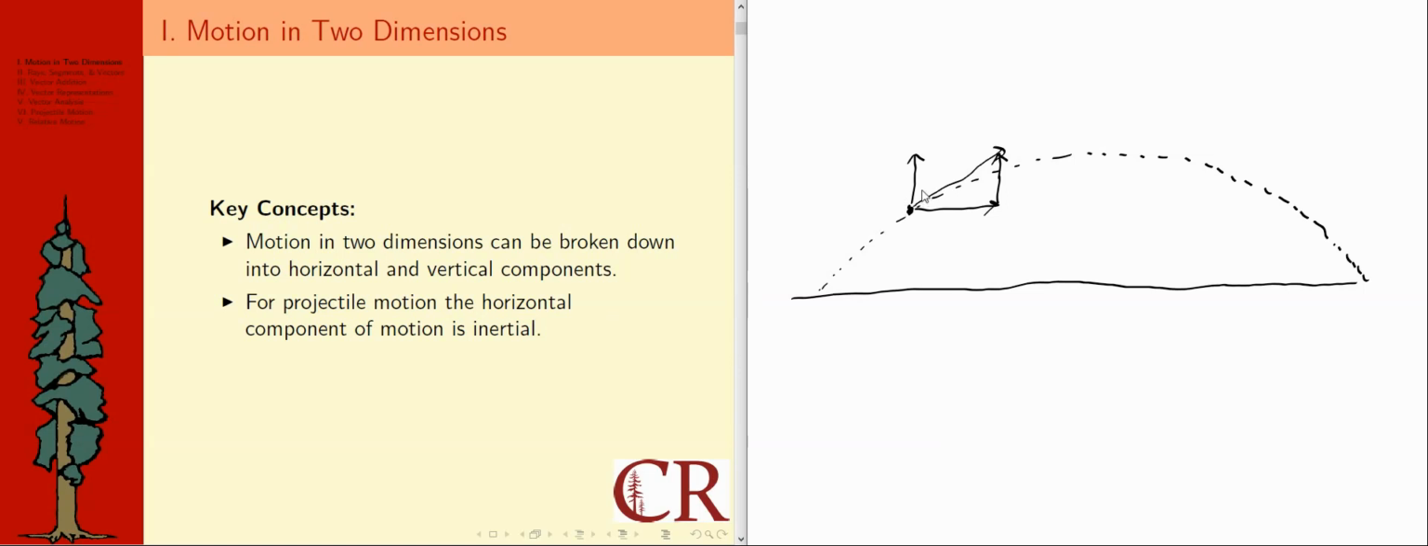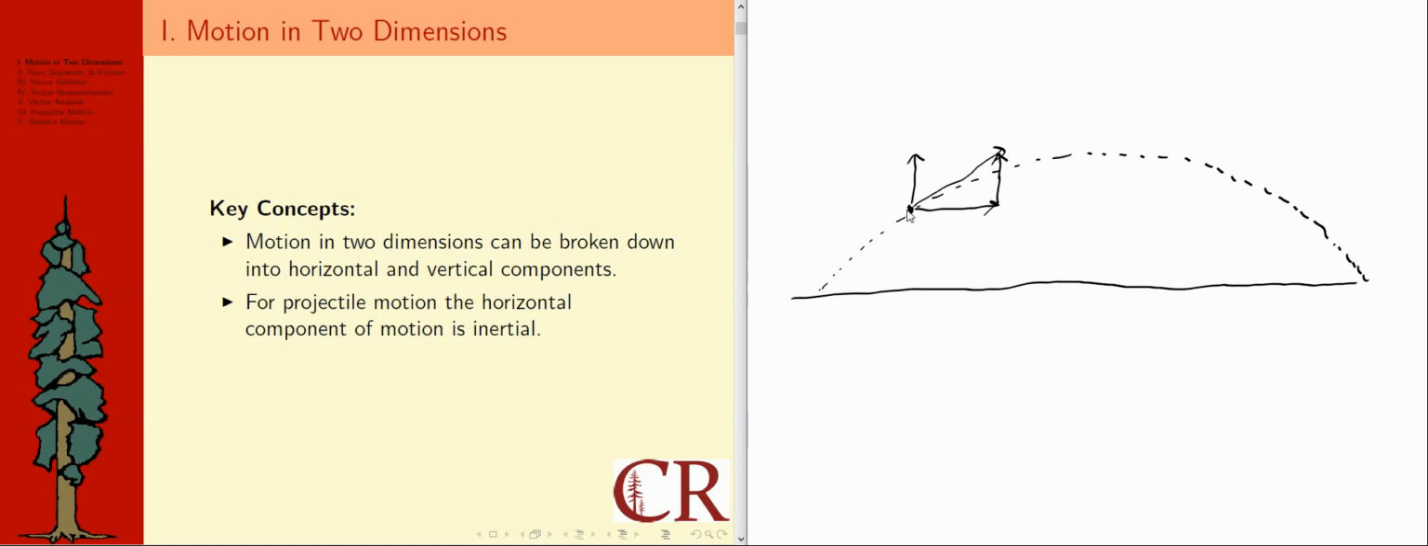In other words, projectile motion is referring to this specific type of motion, and it's generally tacitly assumed that we're ignoring air resistance. Of course, you can have projectile motion in reality with air resistance, but with air resistance, the horizontal component may not be inertial. So what does inertial mean?